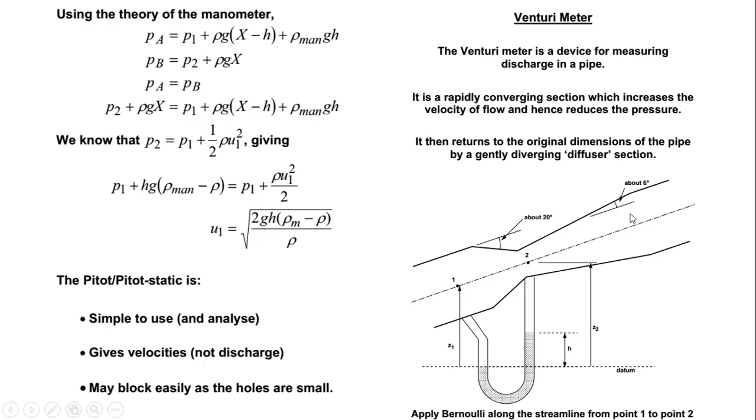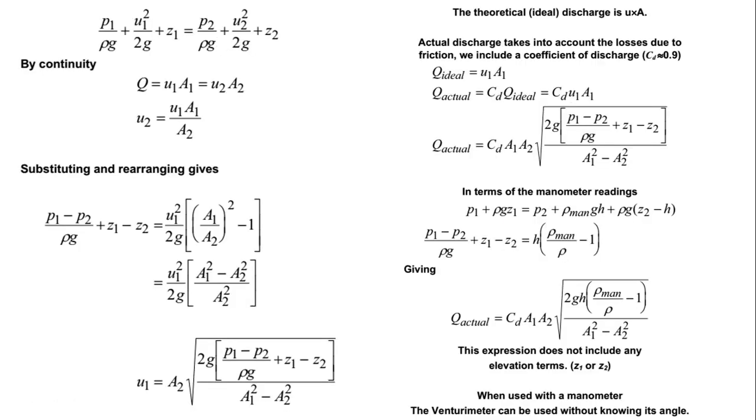Another use of the Bernoulli equation is in venturimeters. For a venturimeter, what we want to find and calculate is the discharge. That's what we want to do here, to find the discharge. So we can work with section 1 equal to section 2.